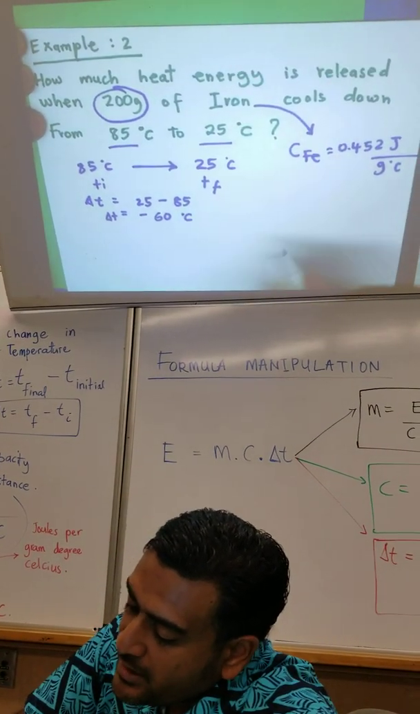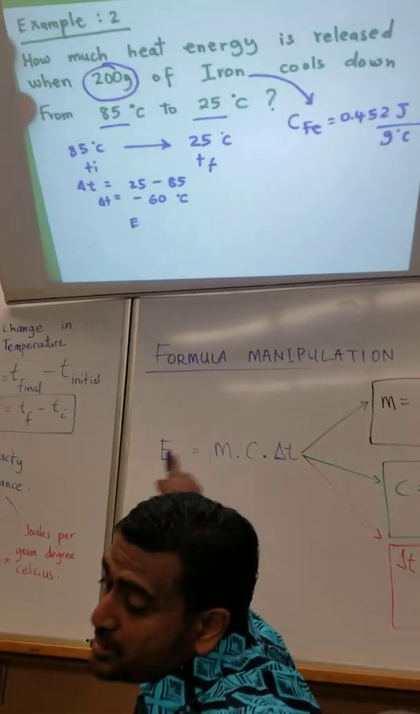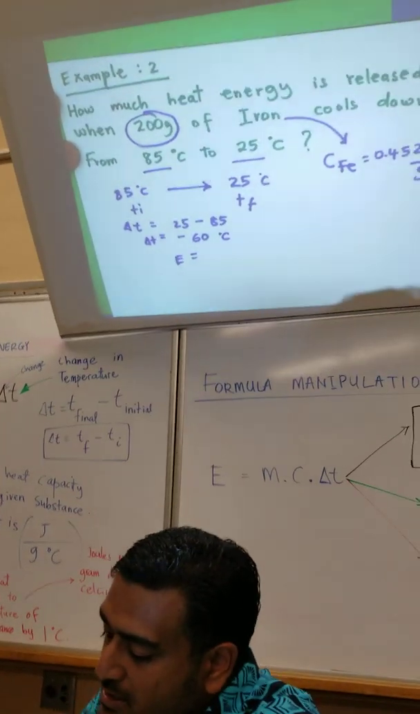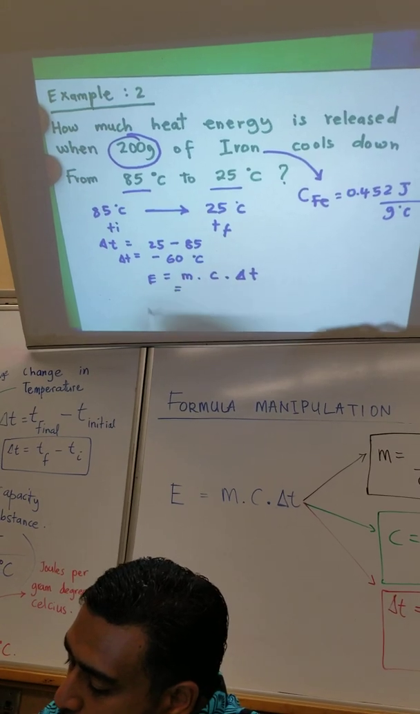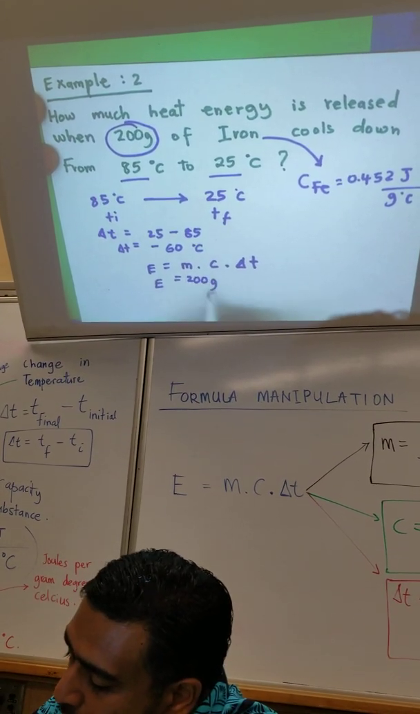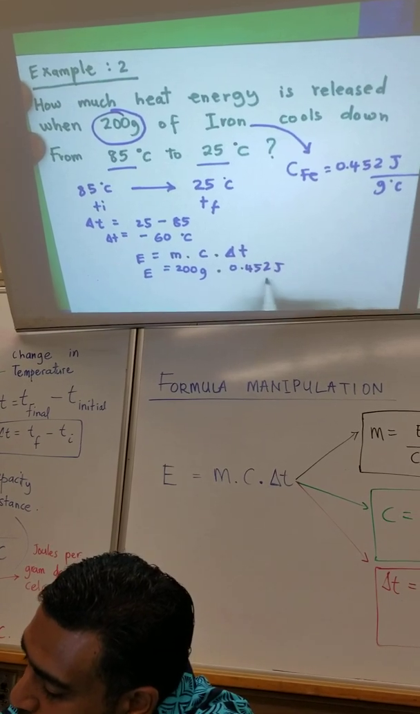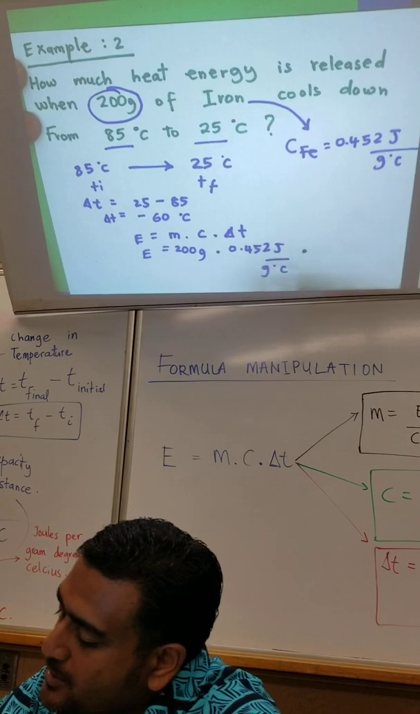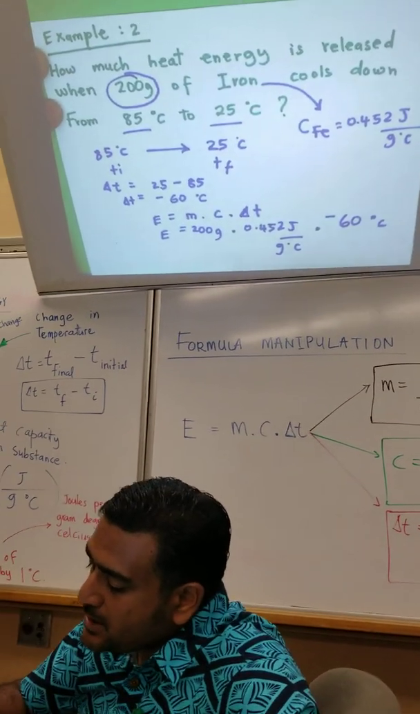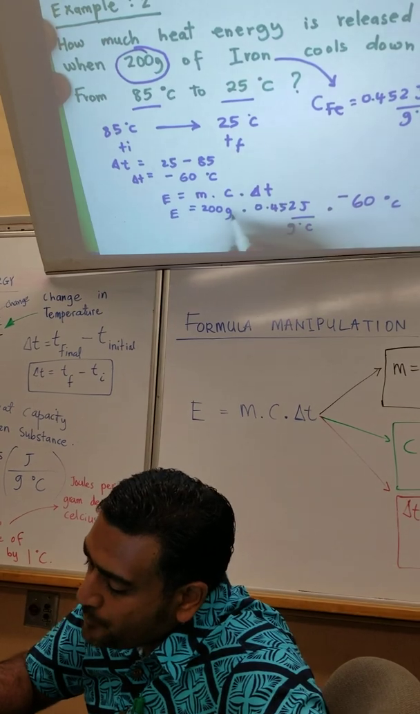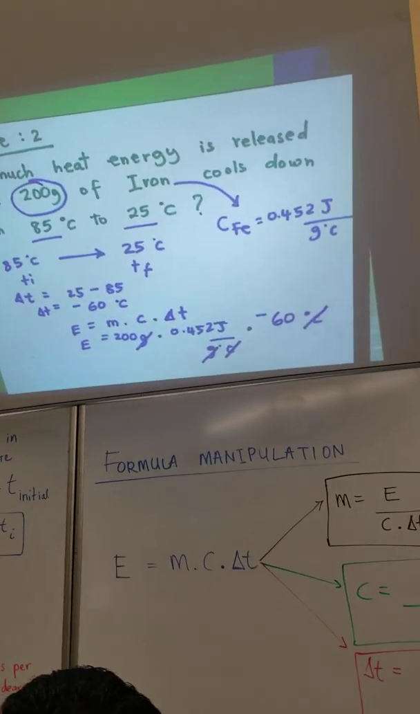So the amount of heat energy released, we are going to use this formula, E is equal to m times C times delta T, because that is what the question is asking us to calculate, the amount of heat energy released. So E is equal to the mass times specific heat capacity for iron times the temperature change. So E is mass 200 grams multiplied by the specific heat capacity for iron, 0.452 joules per gram degrees Celsius, multiplied by the temperature change of negative 60 degrees. So with this formula arrangement, we can see the like terms on the numerator versus the denominator, that is the grams, and the grams cancel. Degrees Celsius and degrees Celsius cancel out as well. So the final unit would be in joules only.